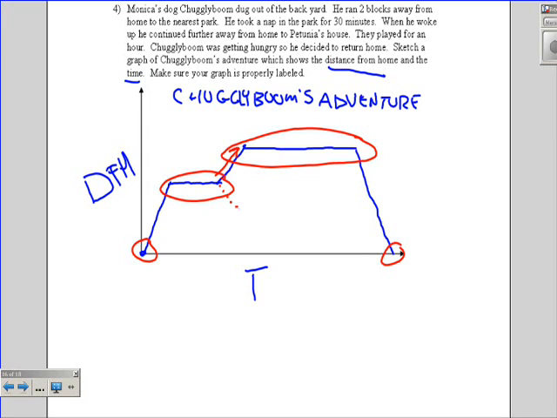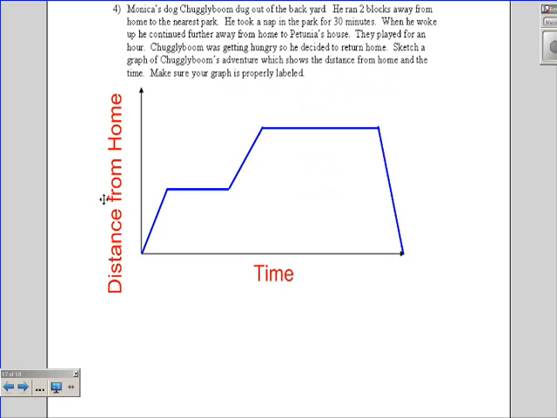The graph could have been drawn where Petunia's house was here, and then he went home. That would have been possible. That would have been incorrect because it does say that Petunia's house is further away from home. Okay, and this last slide is just that graph once again, a little bit neater and nicer.